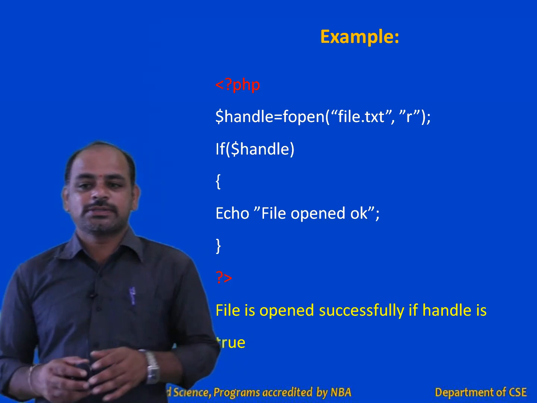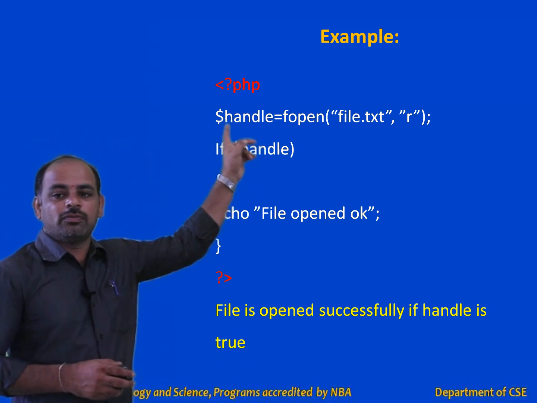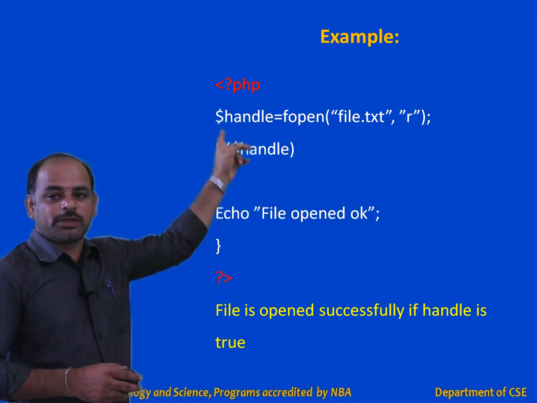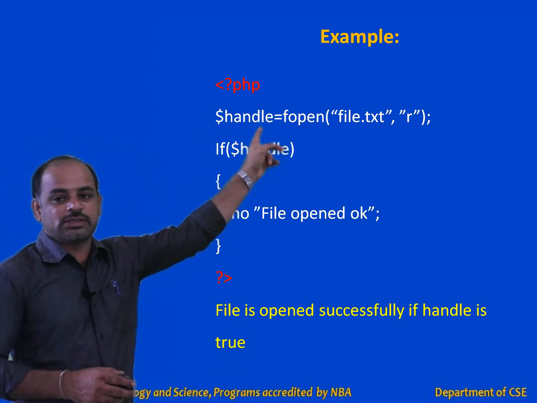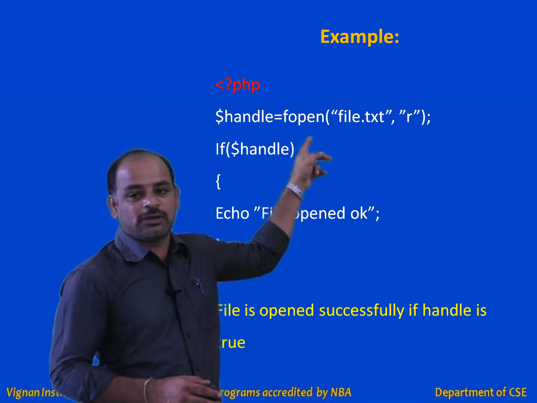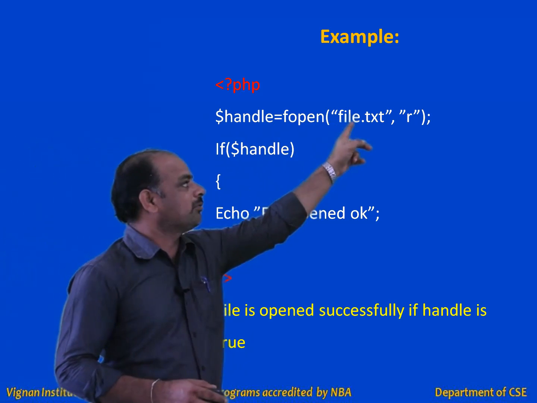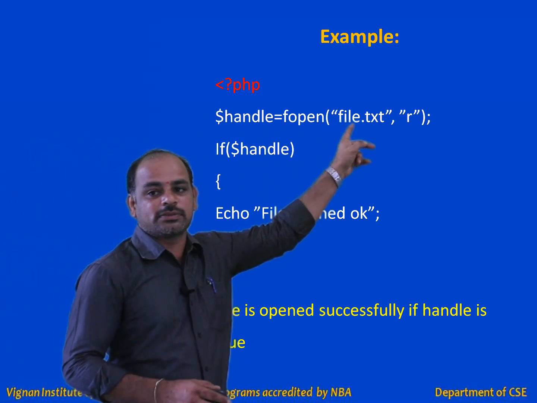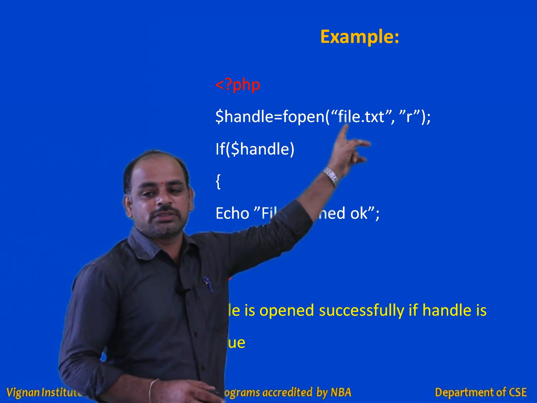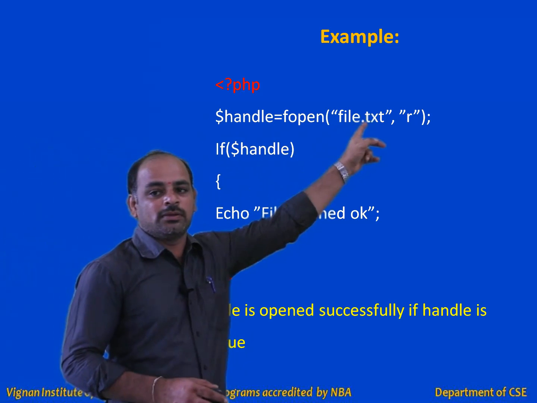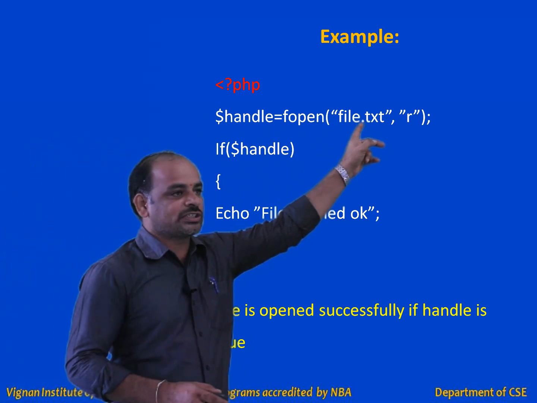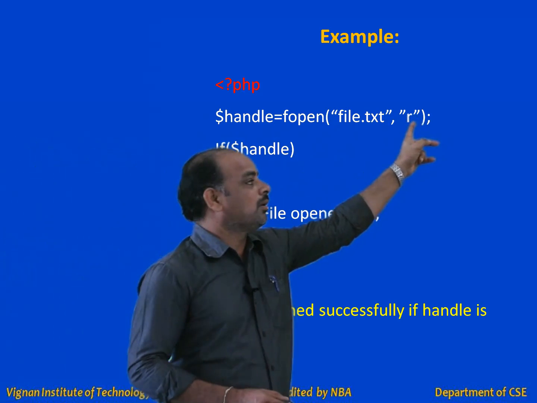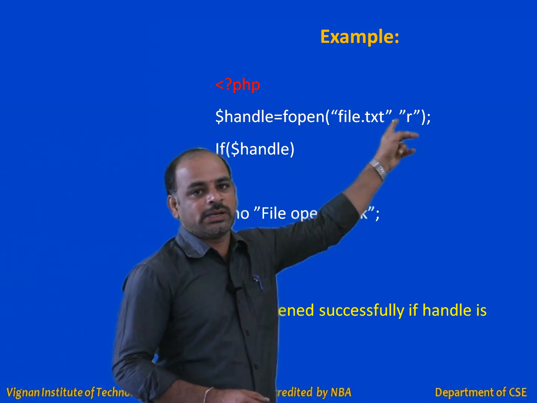Next, this is an example code you can see here. The first step is opening the file. The PHP code begins here. This is the file handle, and this is the fopen function. In the fopen function, we have file.txt. So you are going to open the file named file, a text file; .txt is nothing but a text file. And what is the mode here? r mode. That means you are opening the file in read mode.